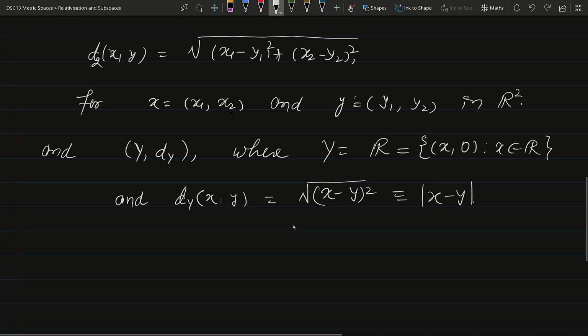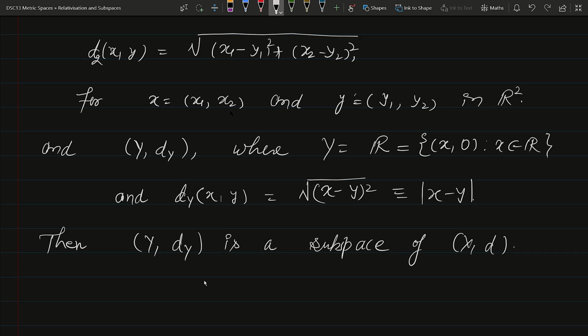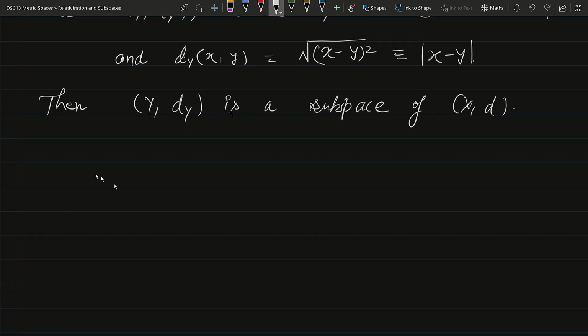Now if you want to see, then you can see (Y, d_Y) is a subspace of (X, d), right? Now we are going to consider a subset of this.